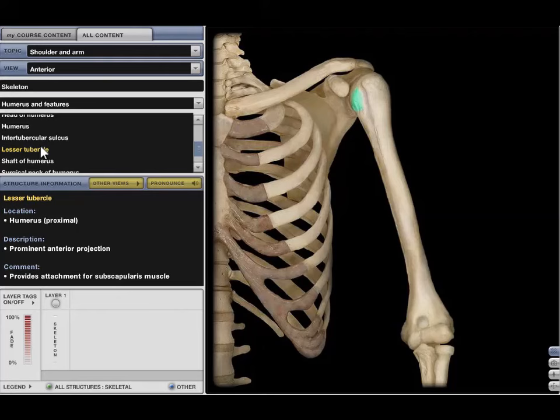So let's move on to the next tutorial and we'll take a closer look at those muscles of the rotator cuff.